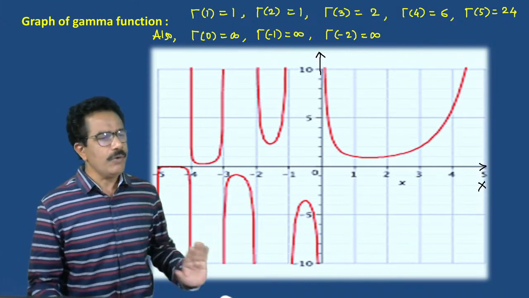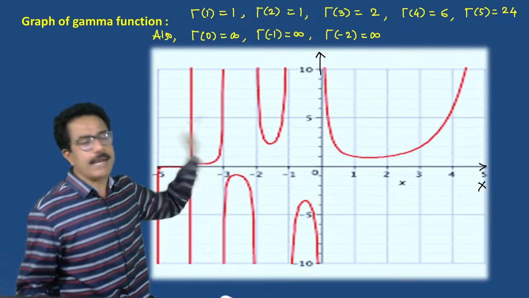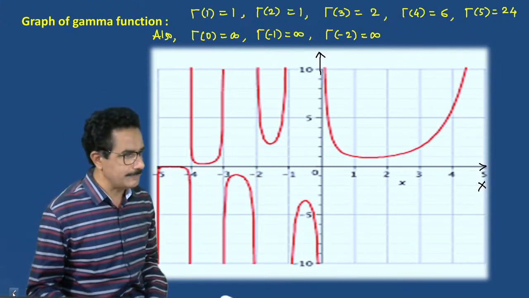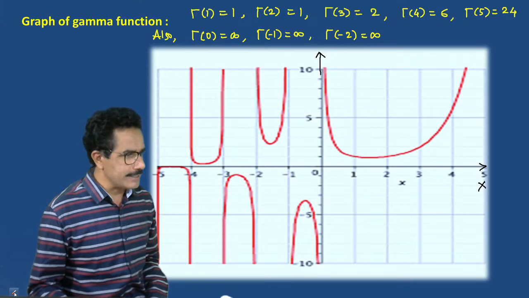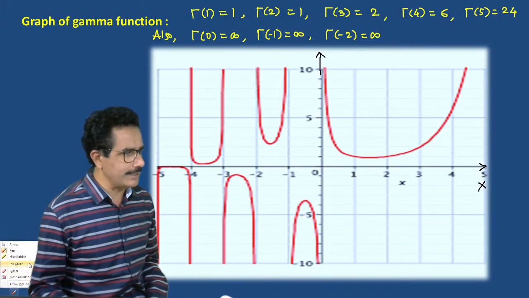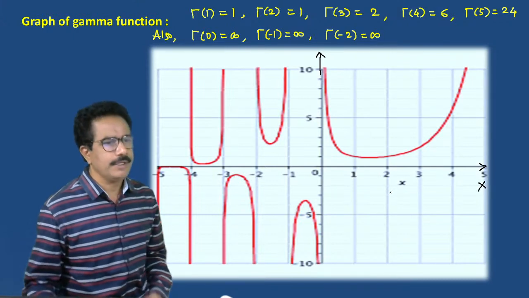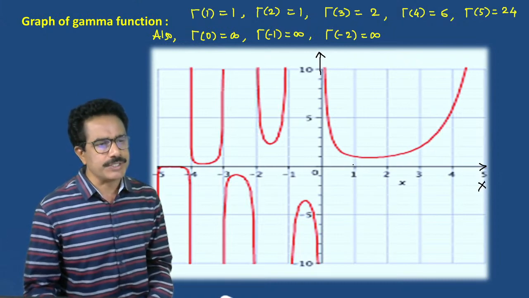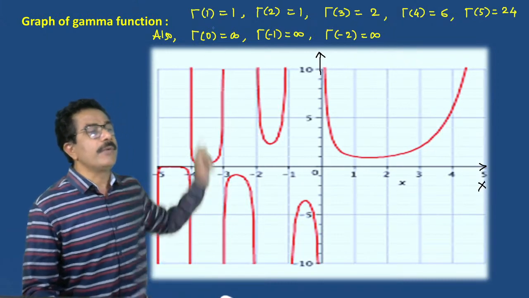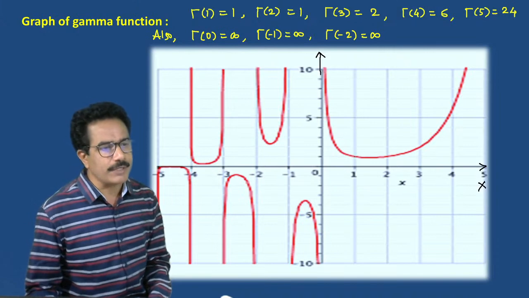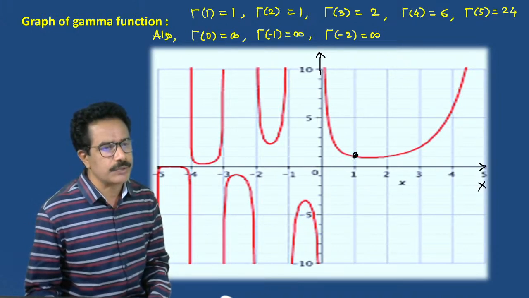Okay, now our aim is to plot the graph of the gamma function. Now see here, students, check this, we can write here. Gamma 1: suppose this is 1 on the x-axis, the value of gamma 1 is 1, so the point 1 comma 1 is the first point.